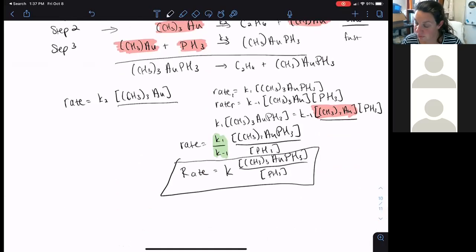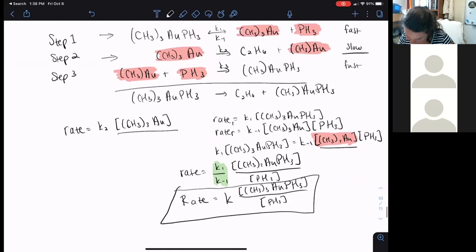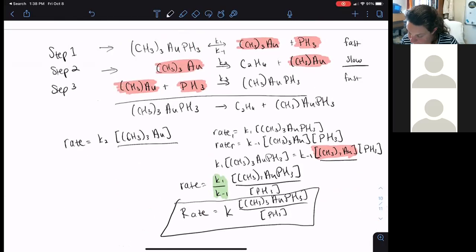In step 1, when you have the equilibrium arrows, why is it K1 and then K minus 1, but then in step 2 or 3, it's just K2? Because step 2 and step 3 are not equilibrium processes. So they don't have a reverse rate constant. The K minus 1 is just the reverse reaction's rate constant.